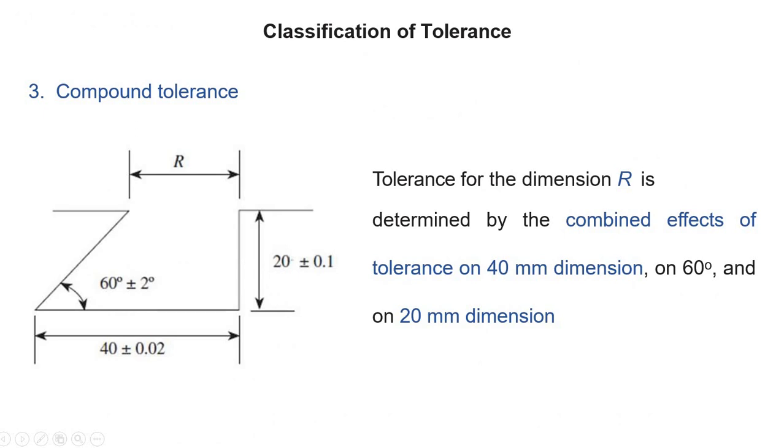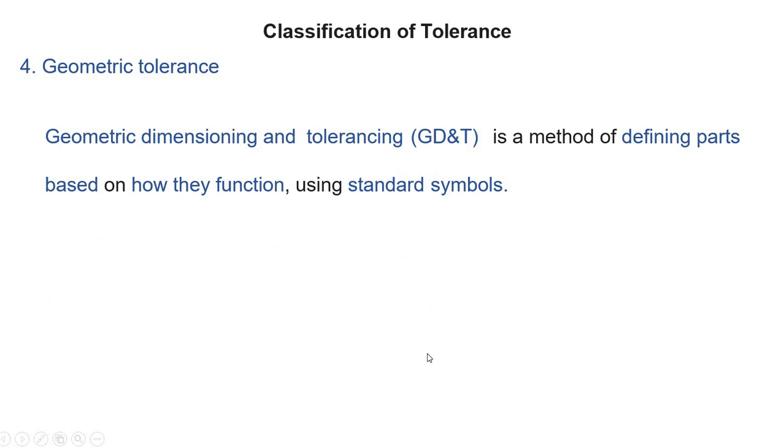Next is the compound tolerance. In the compound tolerance system, the tolerance for dimension R is determined by the combined effect of tolerances on the 40 mm dimension, on the 60 degree angle, and on the 20 mm dimension. Here in compound tolerances, this has a tolerance zone of 0.04 and this has a tolerance zone of 0.01, 0.02. So as per that, this R will have a dimension with a tolerance zone affected by these two dimensions. This tolerance system is known as compound tolerance. What is meant by geometric tolerance?